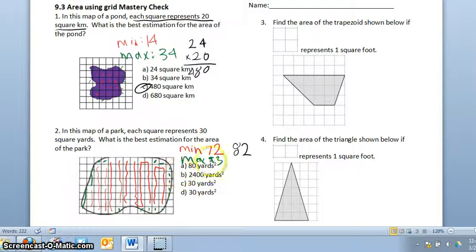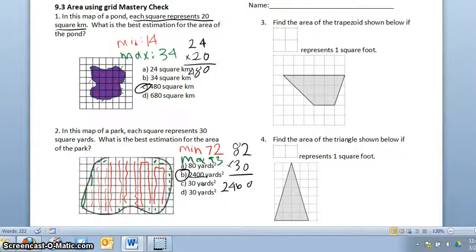But my answer is not 80 or close to 82. I have to remember that each square represents 30 square yards. So I'm going to multiply this by 30 to get my final answer. So that's going to be 2,460 square yards. Now, that's not an answer choice on here, but looking at these answer choices, 30 square yards, 30 square yards, 80 square yards, this is the only one that's even close to the answer I got. And when you're estimating area, you're probably not going to get an answer that's exactly the same as one of the answer choices, and you're just going to have to choose the one that's closest to the answer you got. So we're going to choose B.